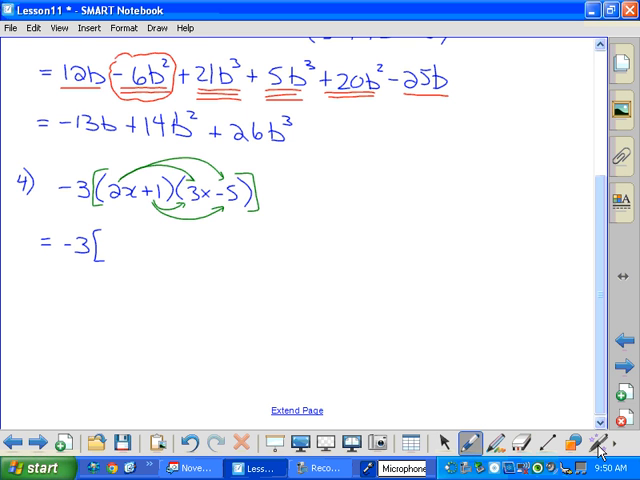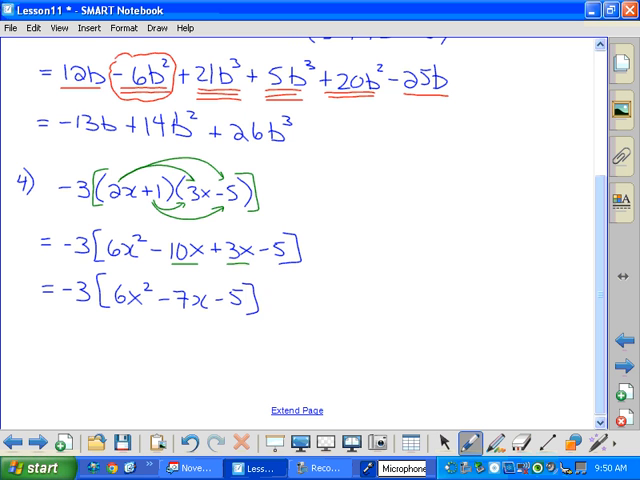So 2x times 3x is 6x squared. Minus 2 times negative 5 is negative 10, and it's an x. Plus 1 times 3x is plus 3x. Plus 1 times negative 5 is negative 5. I'm going to collect like terms first before worrying about the square brackets. And the only like terms are the ones in the middle there. So 6x squared minus 7x minus 5.